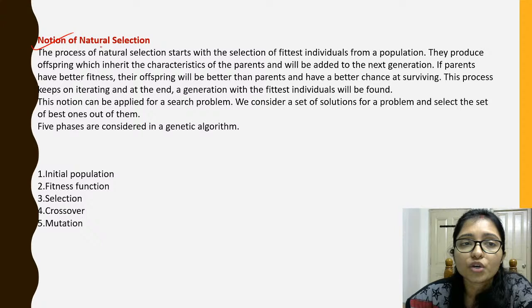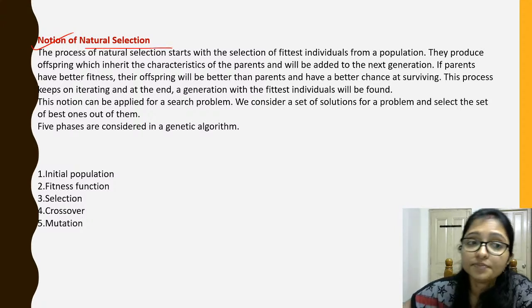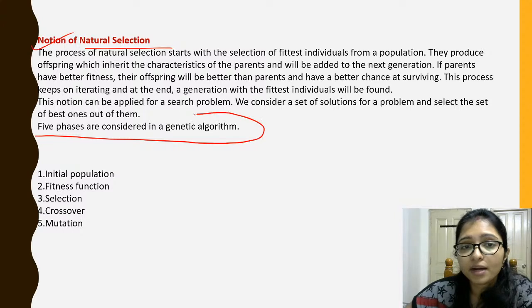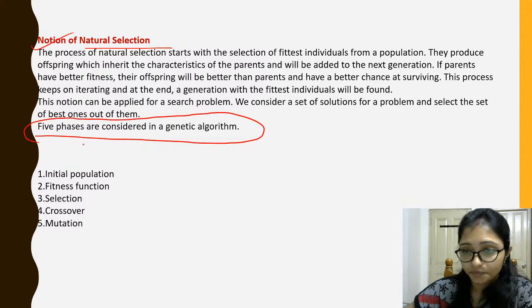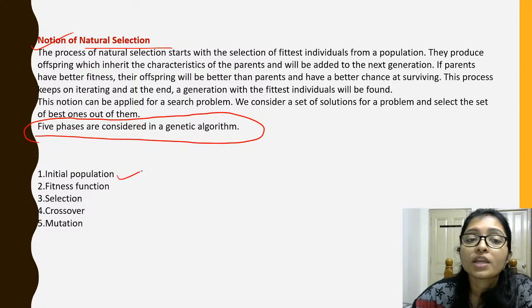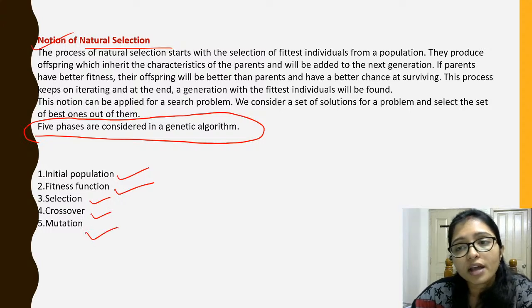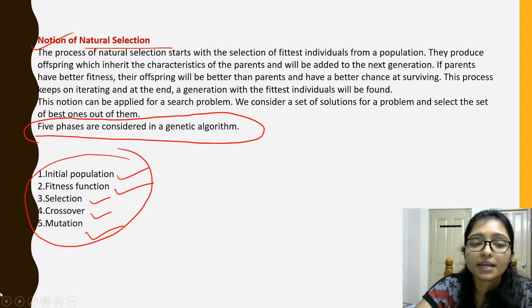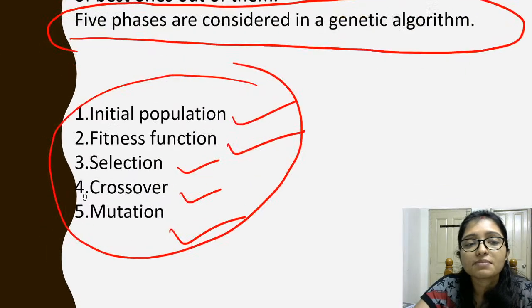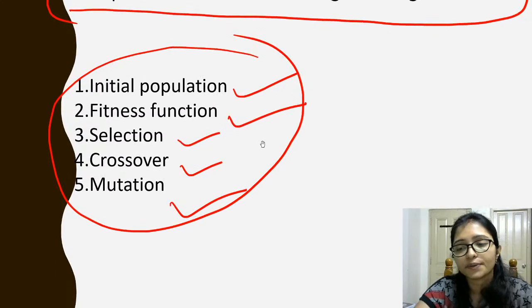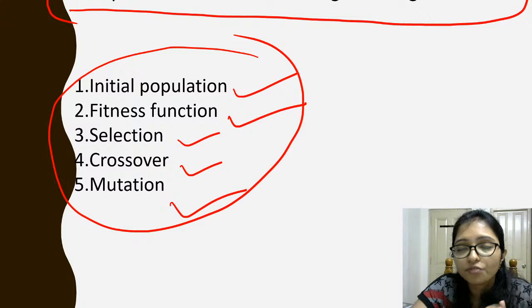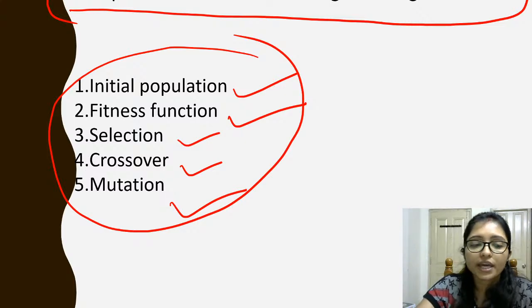The 5 steps. Try to remember these 5 phases of the genetic algorithm. What are the 5 phases? Initial population, fitness function, selection, crossover and mutation. These are the 5 phases. These 5 phases are very important. Try to remember that. Sometimes questions are coming from these 5 phases only. Okay, what are the 5 phases of the genetic algorithm? Initial population, fitness function, selection, crossover and mutation.